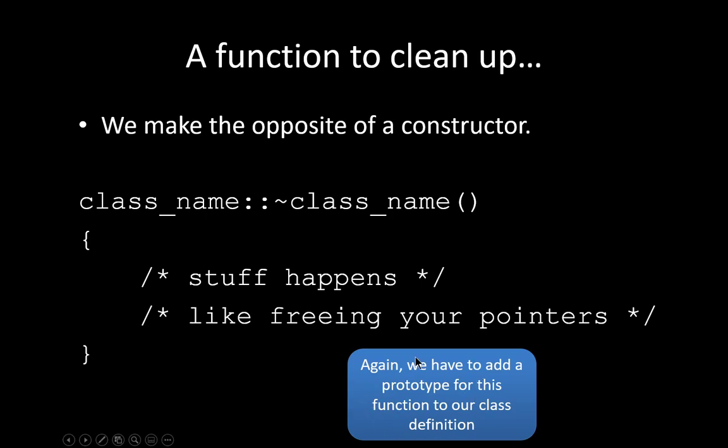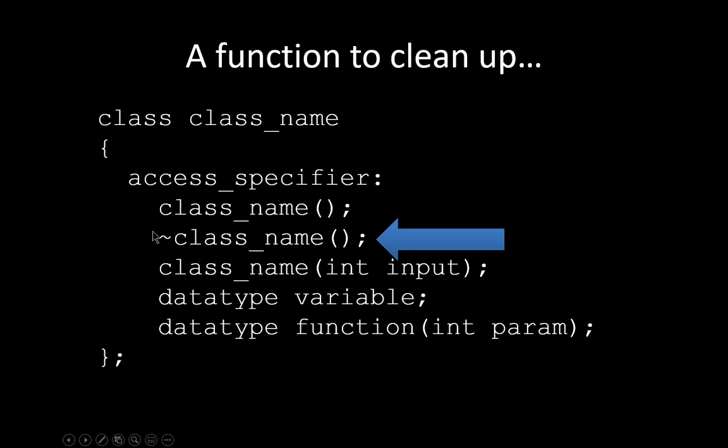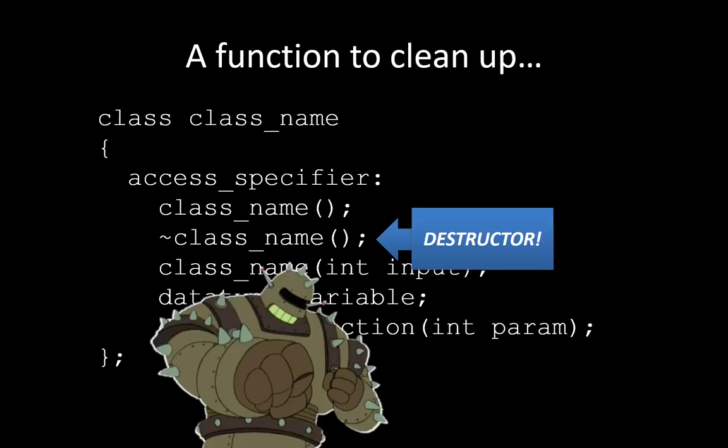Yeah, but we've also got to add a prototype inside of your class definition for this as well. And again, it looks identical, like literally identical to how you make the prototype for your constructor, except you put your little squiggle in front. So yeah, not terribly bad at all. Yeah, that's our destructor, for Futurama fans.